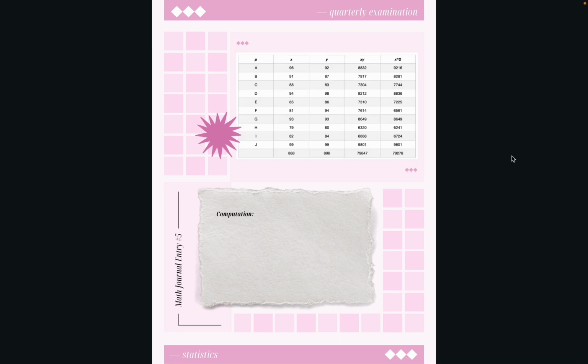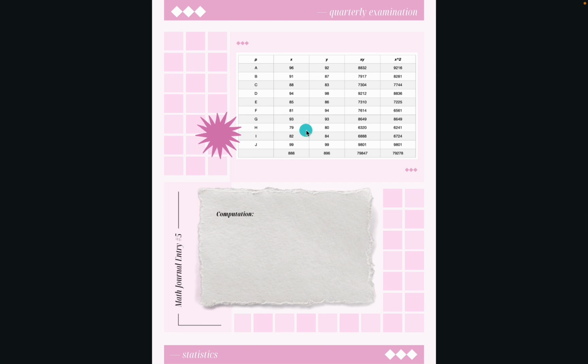For the last question, we are to predict the grade of a student in math if his grade in English is 96. I decided to put 96 for his grade. So I supplied the grades, where x is for his grade in English and math is y.